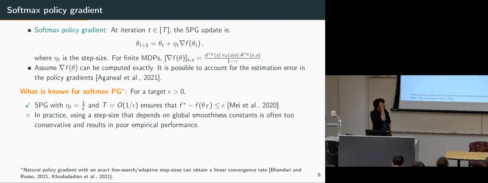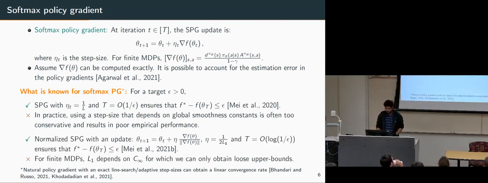Okay, so in practice, using a step size that depends on this global smoothness L is often too conservative and results in poor empirical performance. This is kind of known. On the other hand, the rate of convergence is only order 1 over epsilon. If you run policy iteration, for example, that converges linearly and requires log 1 over epsilon iterations. So there is this paper which can achieve log 1 over epsilon iteration convergence by just normalizing by the gradient norm. So you step in the direction and you normalize by the gradient norm.